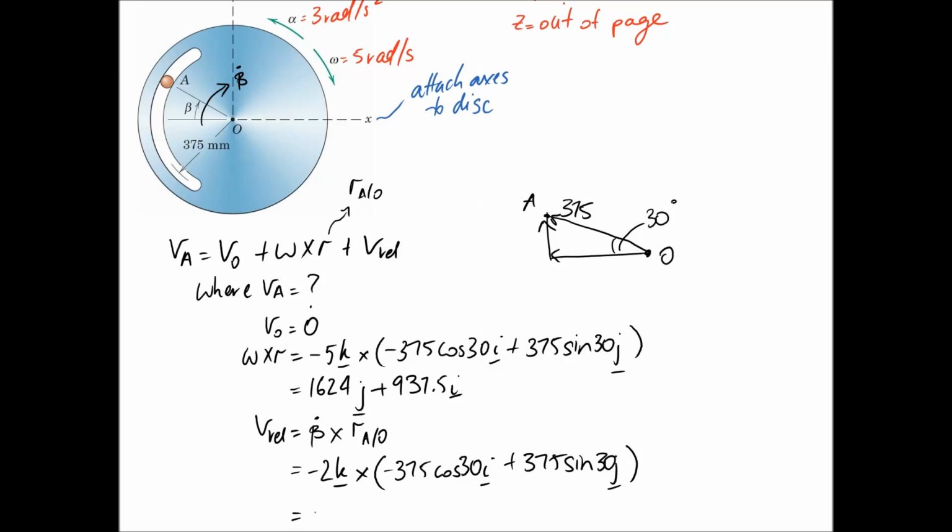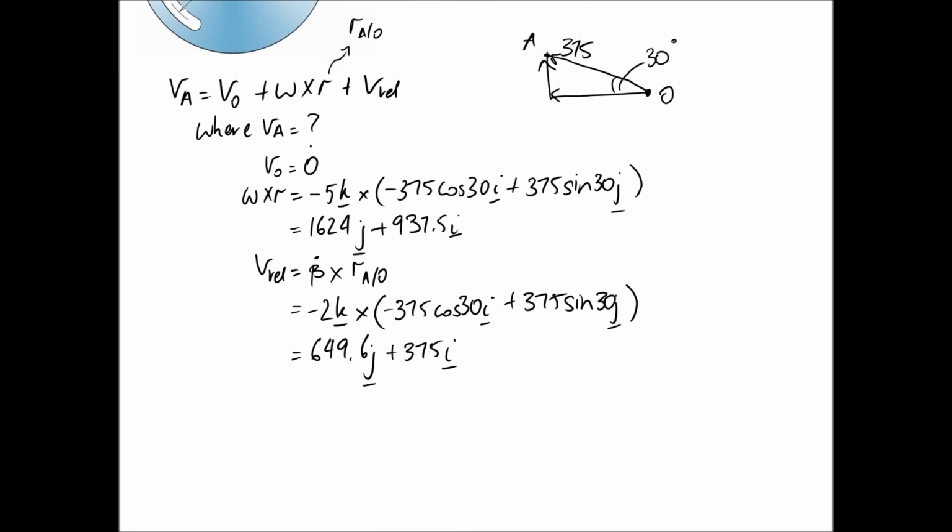And again, we need to expand that out, so what we end up with is that there. Alrighty, so now we just need to go back and substitute all of these different things back into our original equation. So the velocity of A is what we're trying to determine. VO is 0. Omega cross R worked out to be this. And VREL this.